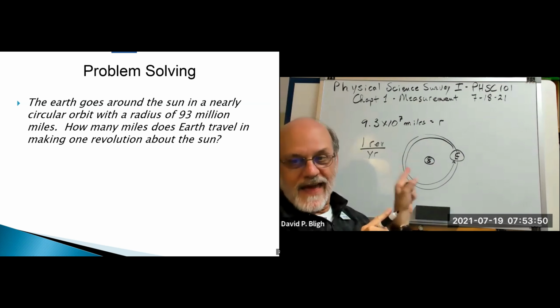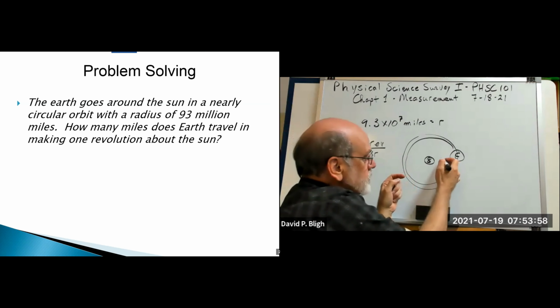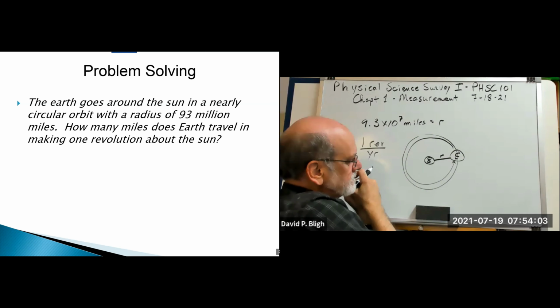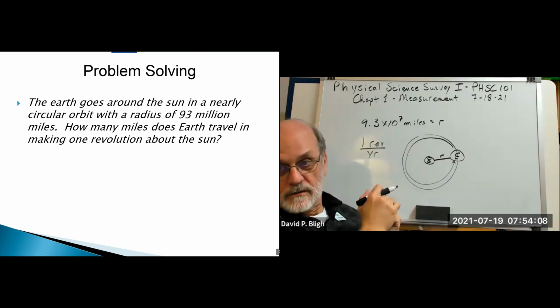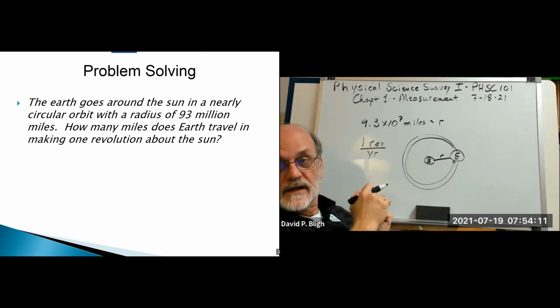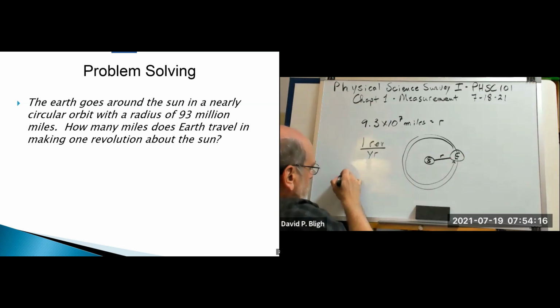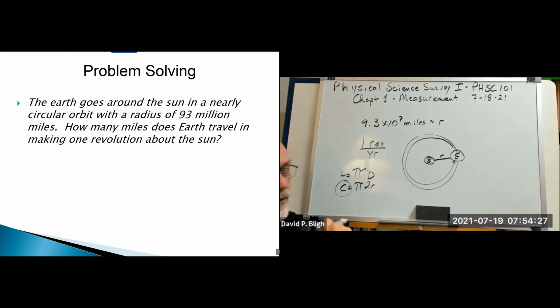So what do you know about that? You know that that's nearly a circle, and the problem tells you it's nearly circular. So we're going to assume this distance is r. And what's this distance? Well, what's the circumference of a circle? It's pi times the diameter. The circumference equals pi times the diameter, and the diameter is equal to 2r. So pi times 2r equals the circumference. That's what we're looking for, the circumference.